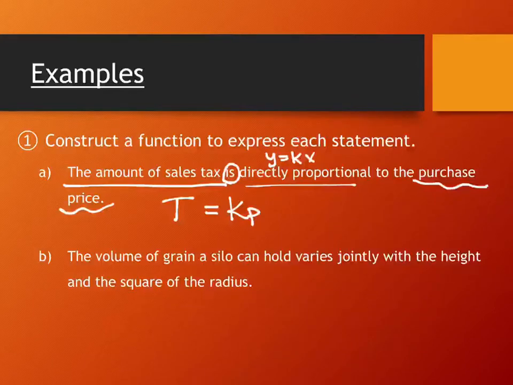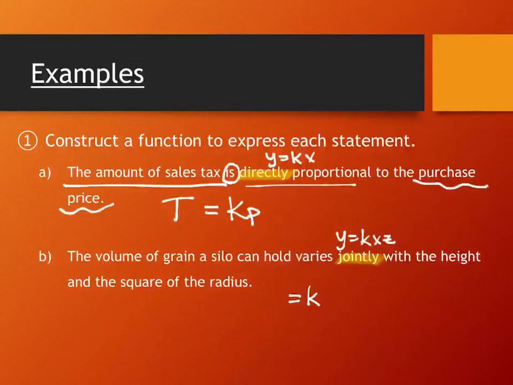On part B, we're looking for these phrases, right? So we saw directly here. On part B, it says jointly. Right? So jointly, if you'll remember, that was the last one we did, said y equals kxz. So we're expecting there to be a k, right? So something is going to equal k, and there's going to be two variables on the right corresponding to the one variable on the left.